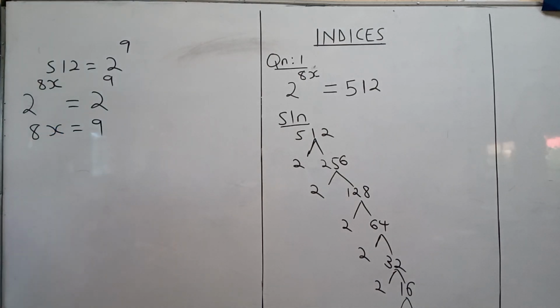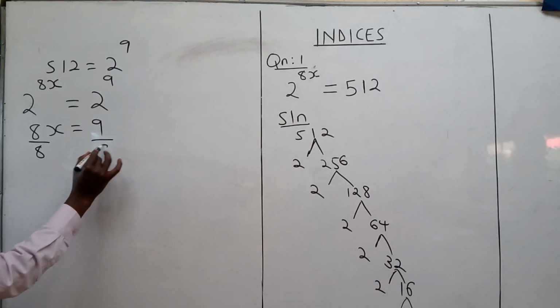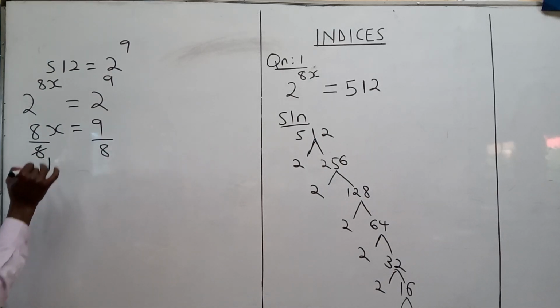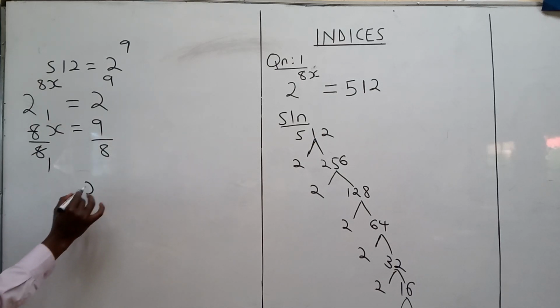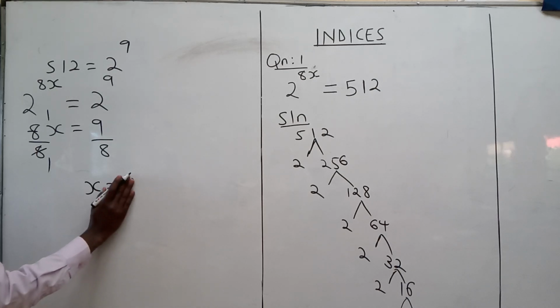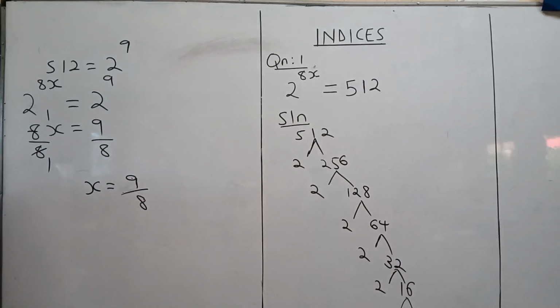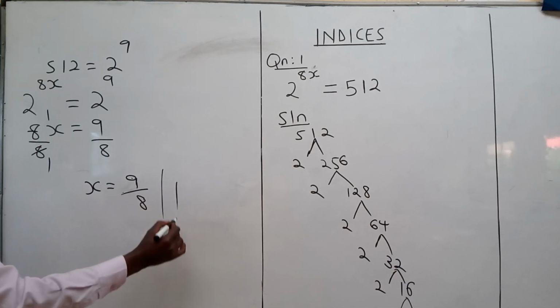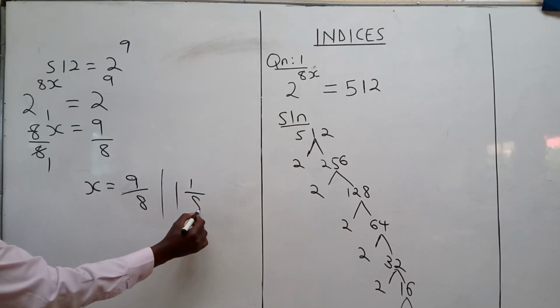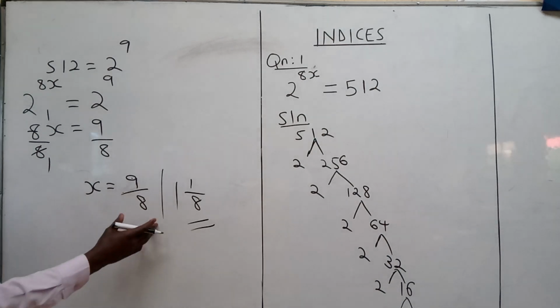For us to now solve the value of x, we will divide both sides by 8, and we cancel 8 by 8. We end up having x is equal to 9 over 8, which can also be expressed as a mixed fraction as 1 whole 1 over 8. That is how we solve a question based on indices.